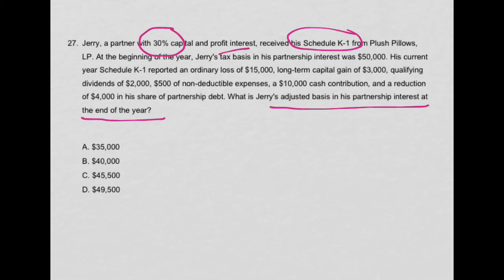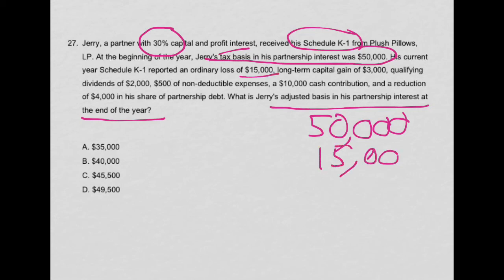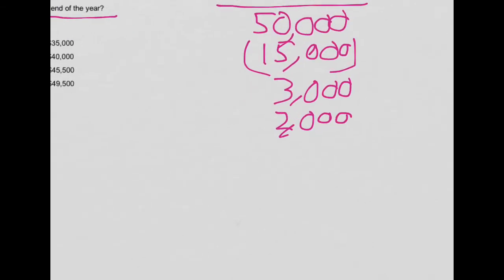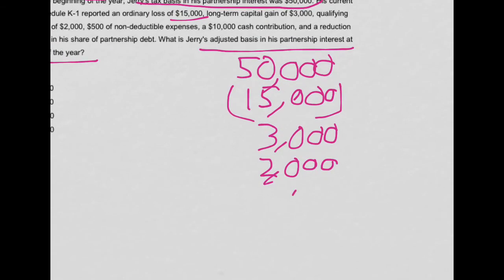At the beginning of the year, his basis was 50. Ordinary loss of 15 reduces basis. Long-term capital gain of 3 increases basis. Qualifying dividends of 2 increase basis. 500 of non-deductible expenses. We've already seen that in numerous problems, that notwithstanding the fact that it's non-deductible, it still reduces basis.